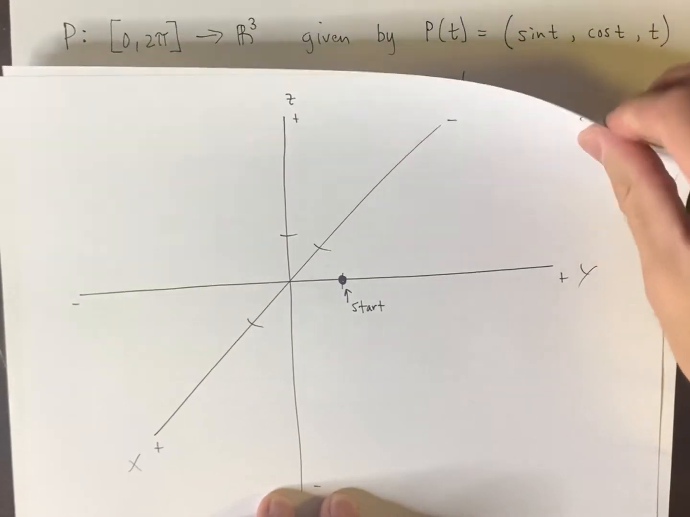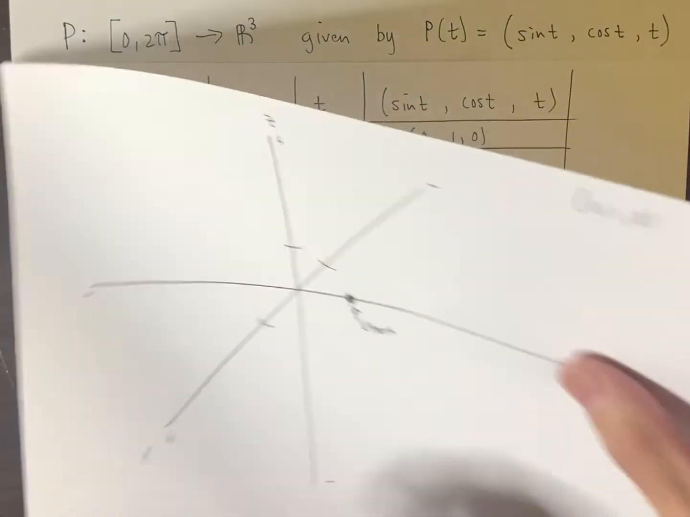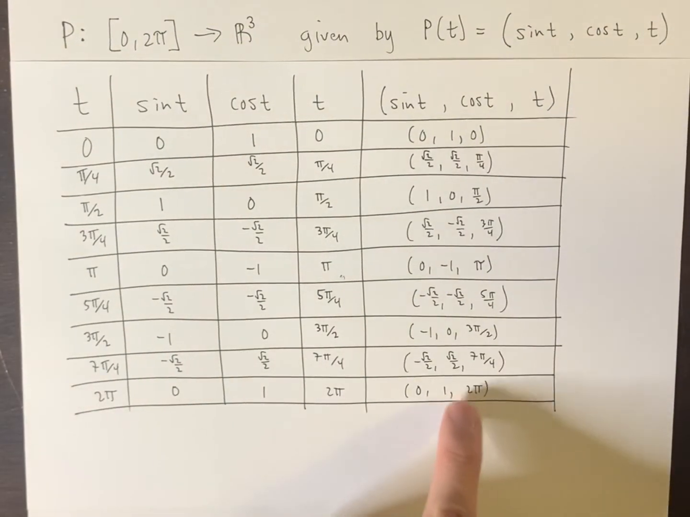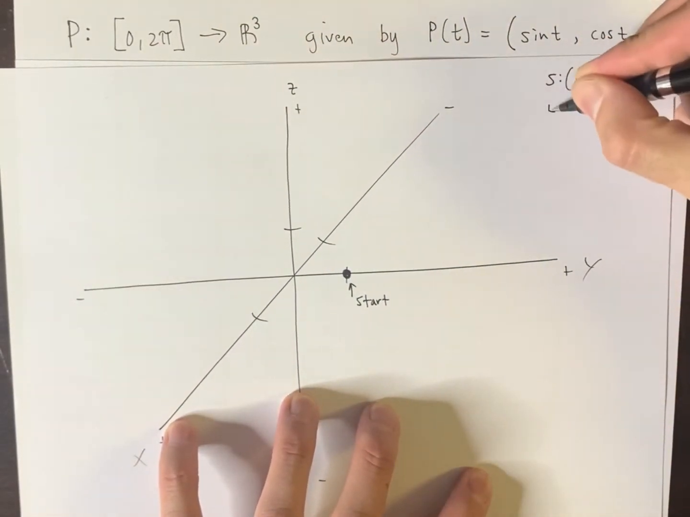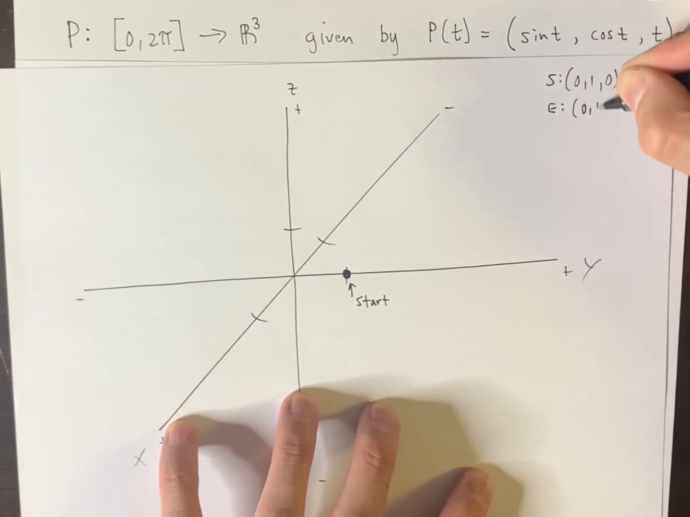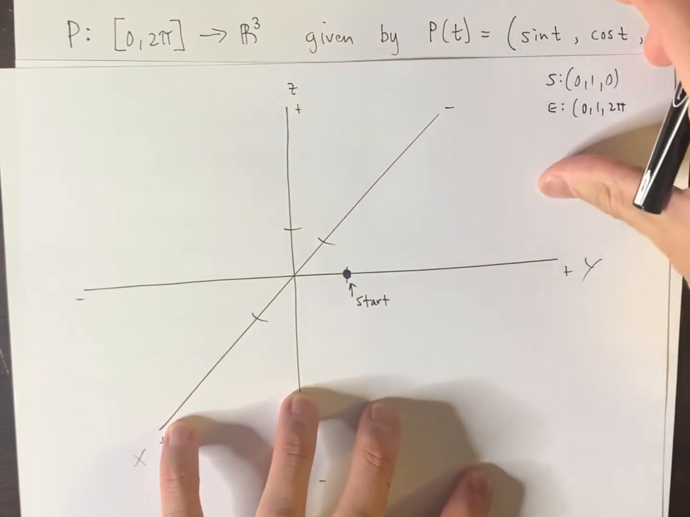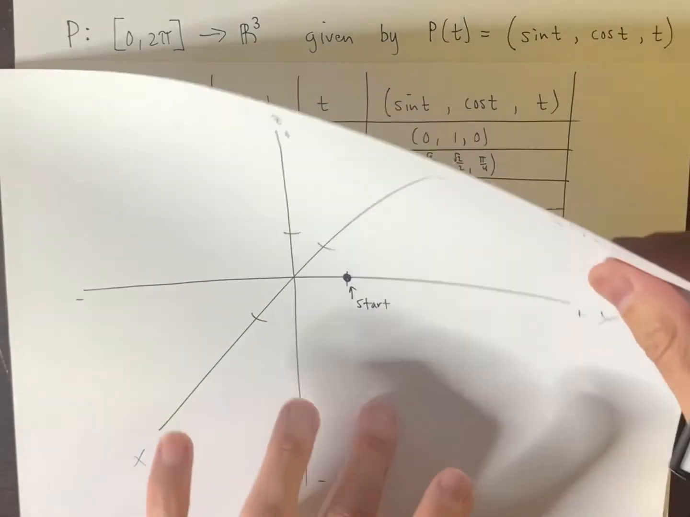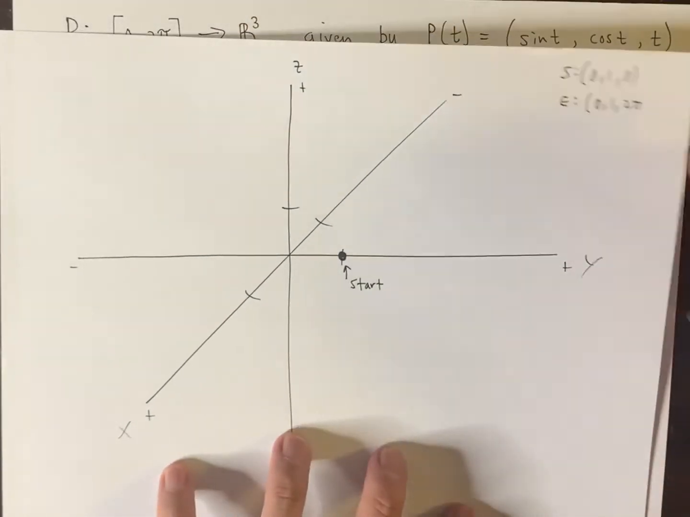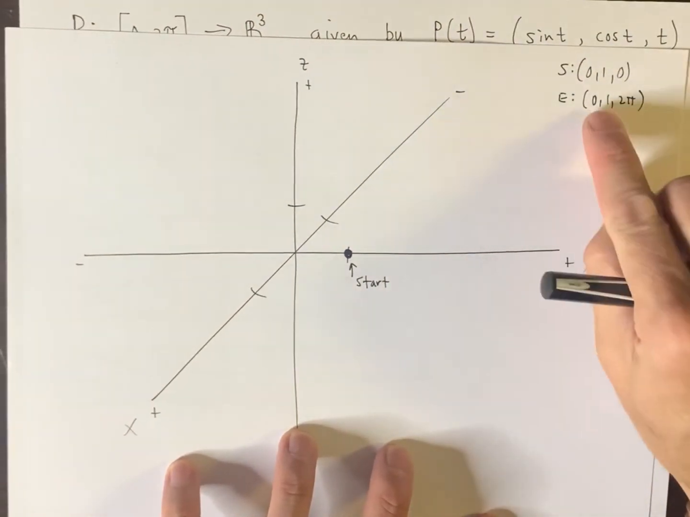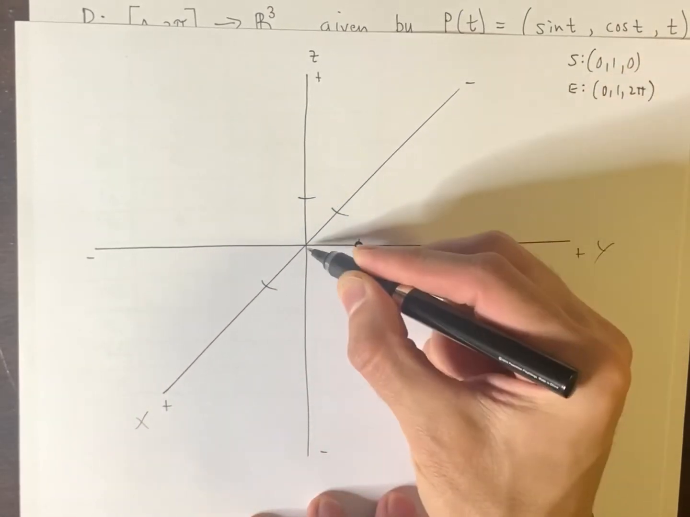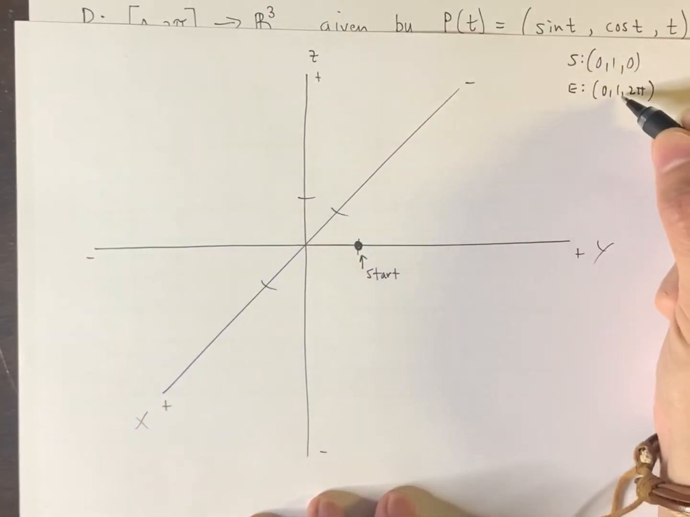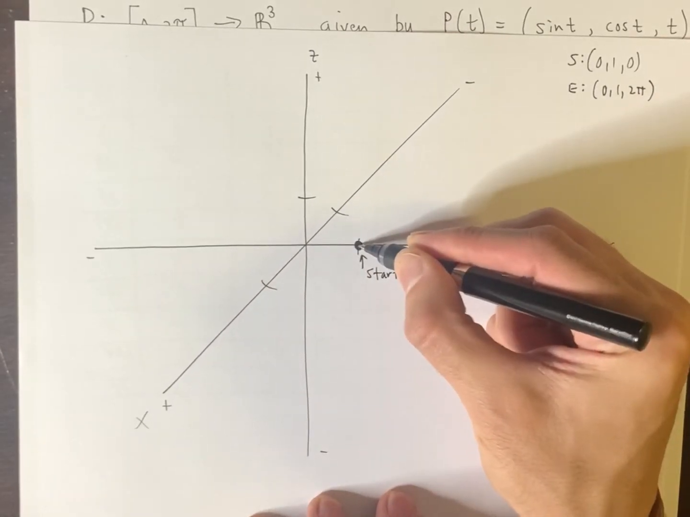What about the end point? Where was the end point at? The end point was at 0, 1, 2 pi. 0, 1, 2 pi. That's where I end. So this was my start, and my end was at 0, 1, 2 pi. Let me confirm that. I already forgot what it said. 0, 1, 2 pi. That's true. So let's plot this point here. So 0 for the X means that I don't move at all along the X axis. I stay there. And then 1 for Y means I move out to the 1 for the Y.